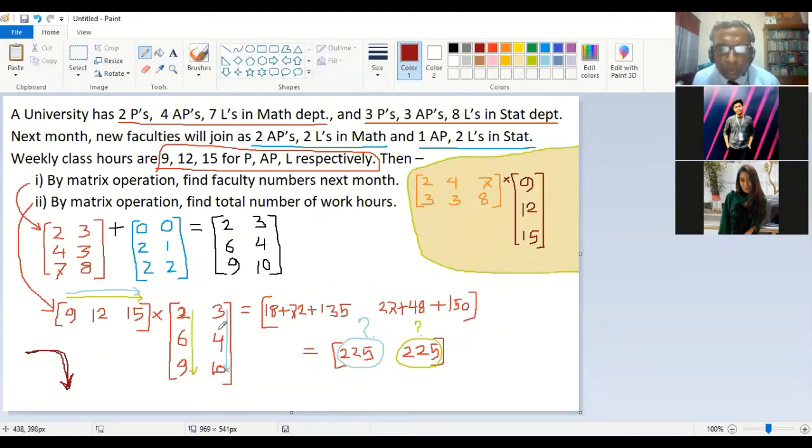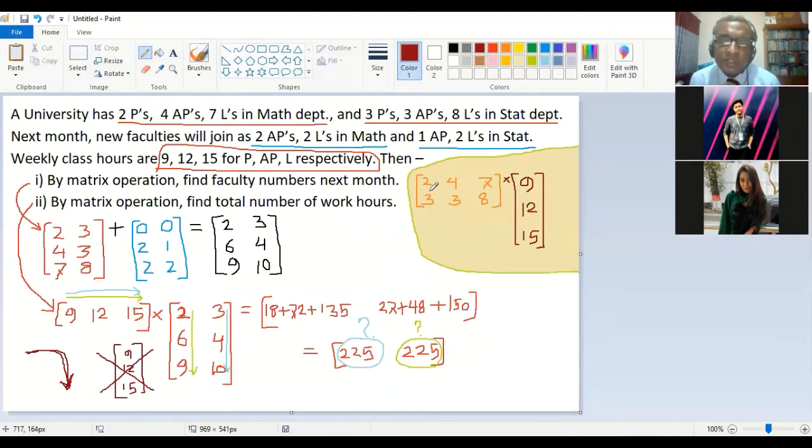Right, so you are saying this calculation is okay, but if you use 9, 12, 15 here as a column then it is not possible. Is that what you are saying? Yes sir. Okay, so in this way we cannot write it because the multiplication rule does not apply here. Now come to the yellow part.